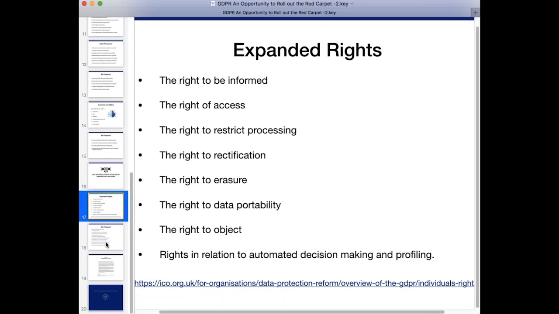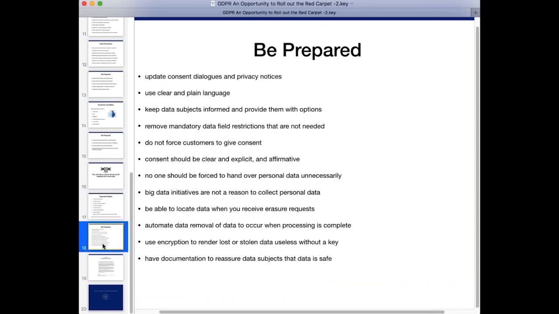So once again, what can we do to prepare? We should update our consent dialogues and make sure that we provide privacy notices in clear and plain language at every point where we collect personal data. Keep your data subjects informed. Give them options. Remove mandatory data field restrictions if you don't need them. For instance, if you ask a customer if you should call them back, they would have to provide their number. Otherwise, how would you make that phone call? The same goes for email.